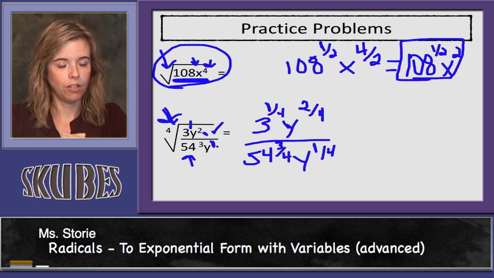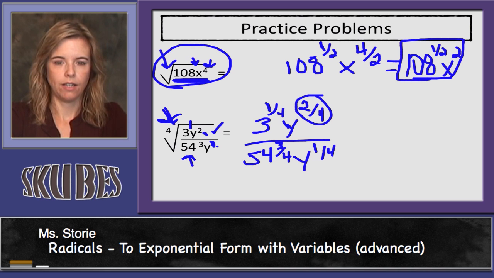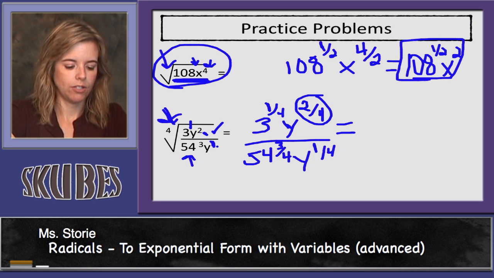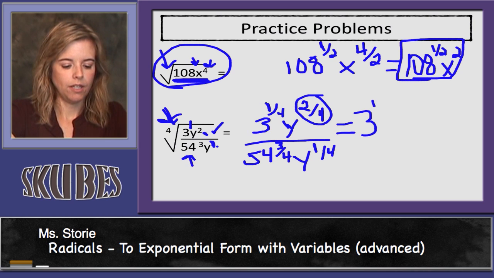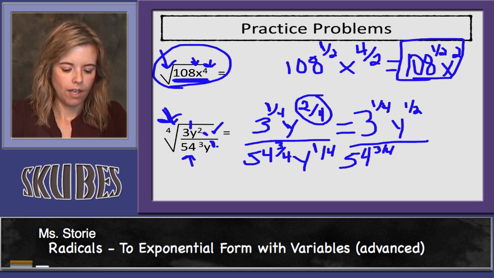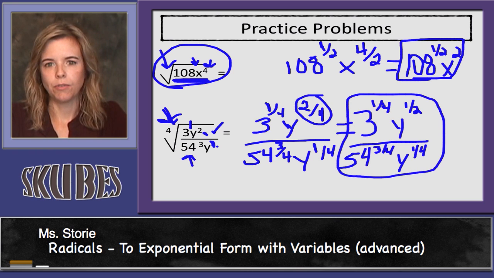You do have one thing that you can reduce. Notice right here, we can reduce that. 2 over 4 is actually 1/2. So we're going to change that. 3 to the 1/4, y to the 1/2, just reducing that, over 54 to the 3/4, and y to the 1/4. This now is the exponential form of the original radical.